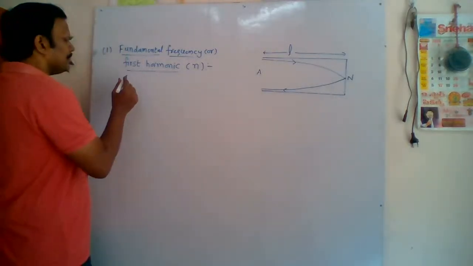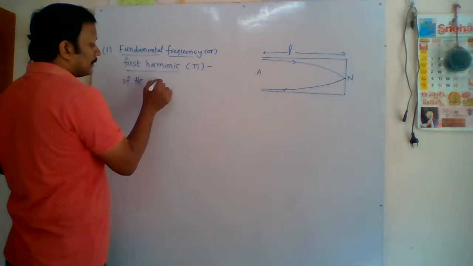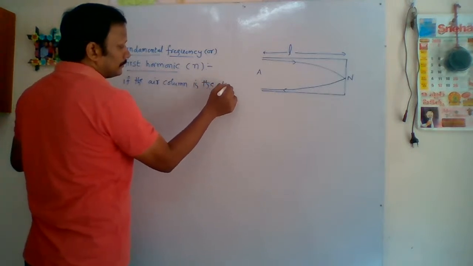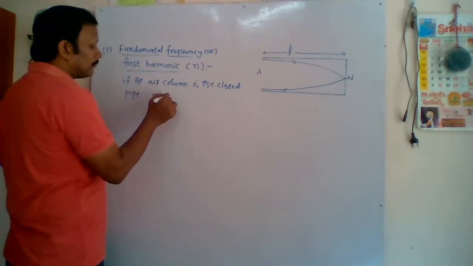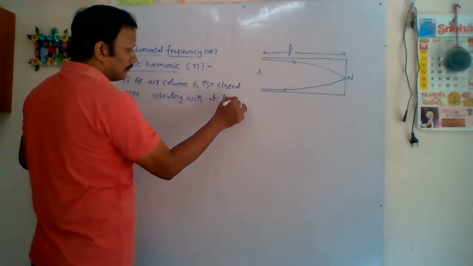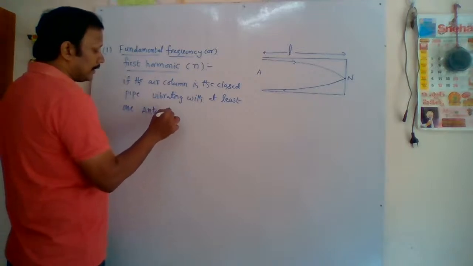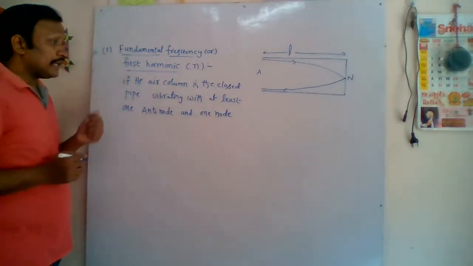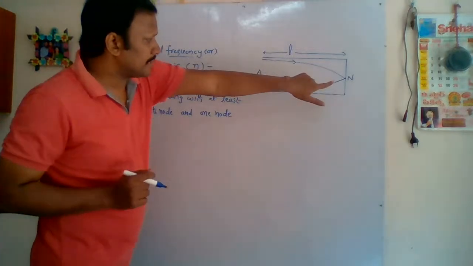Okay, here I am writing the statement. If the air column in the closed pipe is vibrating with at least one antinode and one node. How many nodes and antinodes are there here? One node and one antinode.